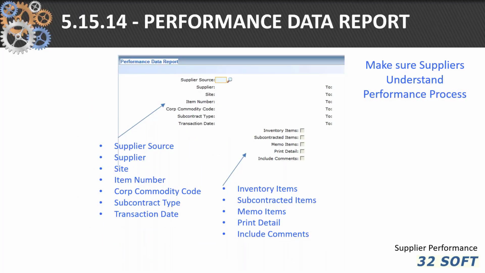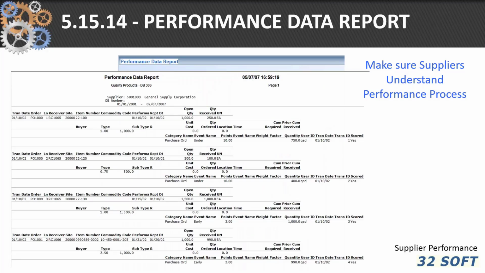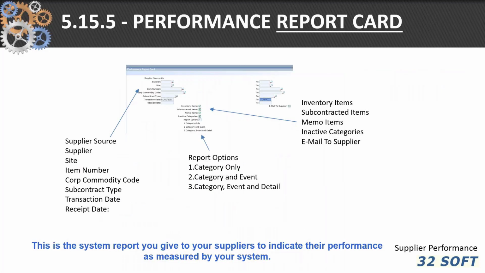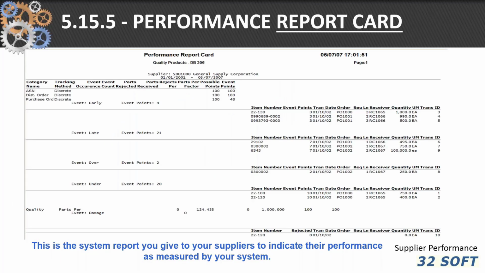You've got a supplier performance report in 5.15.14. There's the supplier performance, and then you've got the report card, and this is normally what is sent out to the supplier, and this gives them a very clear indication of how they are doing.